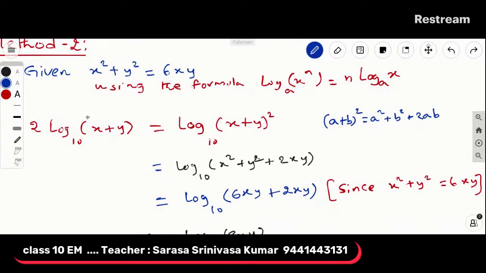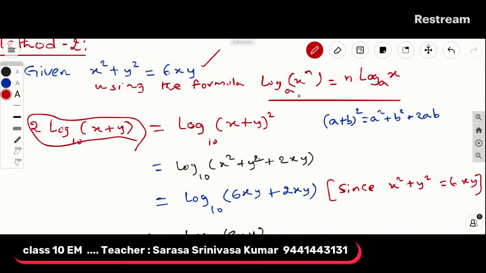Let us discuss this problem. The given condition is noted down. Now we consider the left hand side part of the proof: 2 log of x plus y base 10. Now you use this formula, log x to the power of n to the base a equal to n log x base a. Using this formula, we can write the left hand side part as log of x plus y whole square to the base 10.